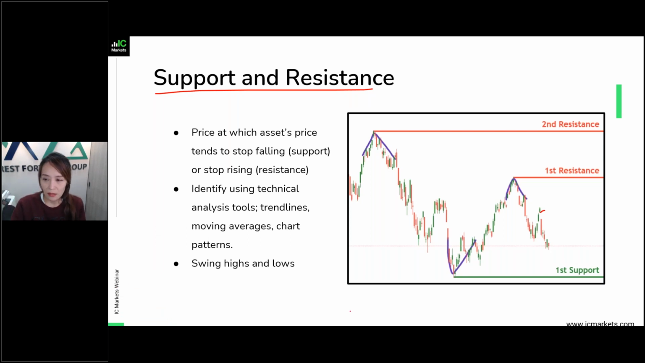So basically, I always say if there is a capital A, this is always a resistance level. If you see a capital V, it's always called a support level. So basically, you know that this is really a capital A, and a capital V. Okay, support and resistance.